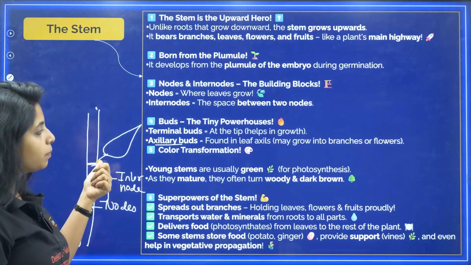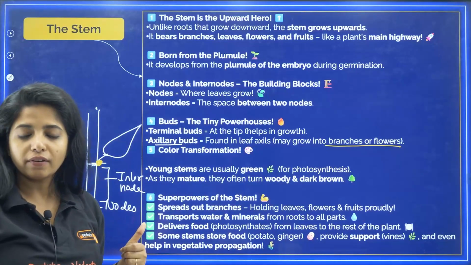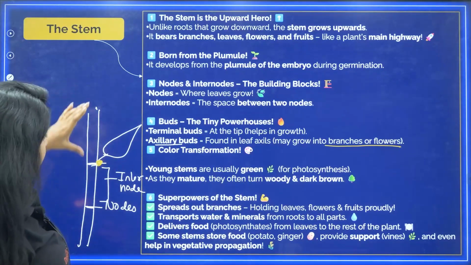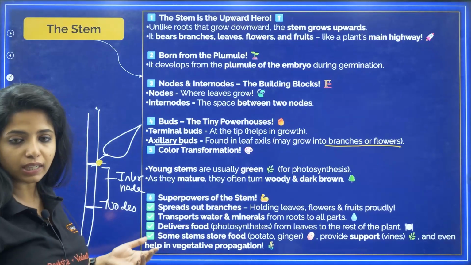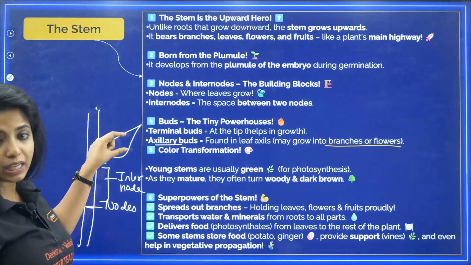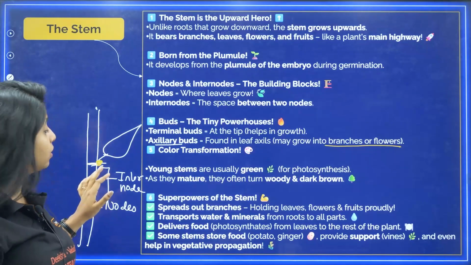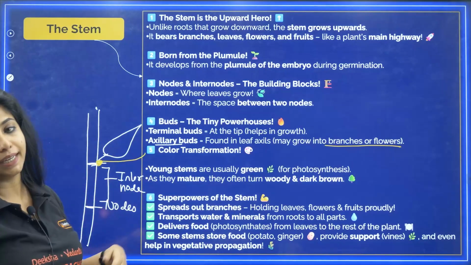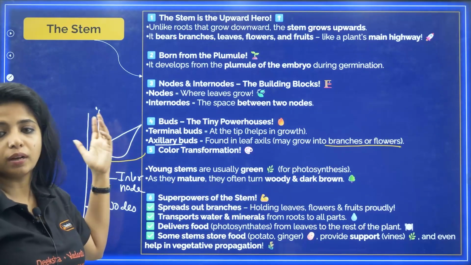Now this axillary bud, my dear children, can grow into branches or it can grow into flowers as well. So you studied that in a stem you have nodes. Those are the regions from where the leaves arise, and in the nodes along with the leaves you would also be having axillary buds, which can give rise to either a branch or probably a flower later on. These are axillary buds. If it is at the terminal position, you call them terminal buds.